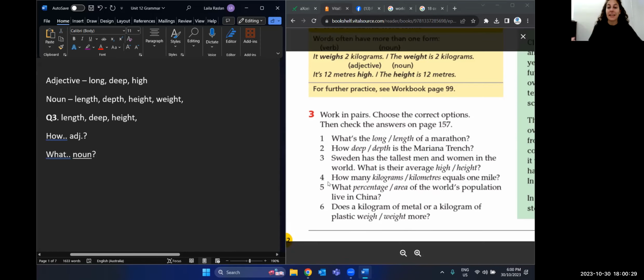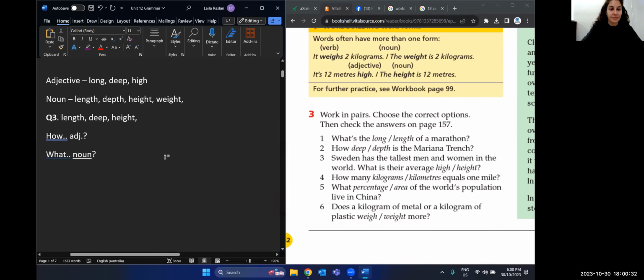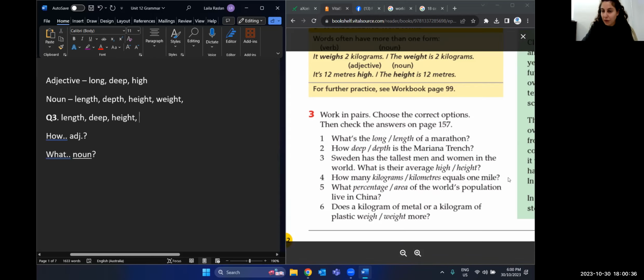Number 4, how many kilometers equals 1 mile? Because we're talking about distance, not the weight, kilograms. So kilometers. What something of the world's population live in China? What percentage? Yep, what percentage?